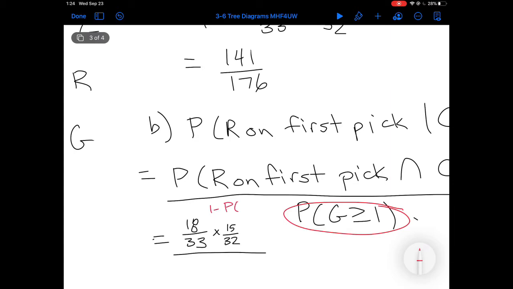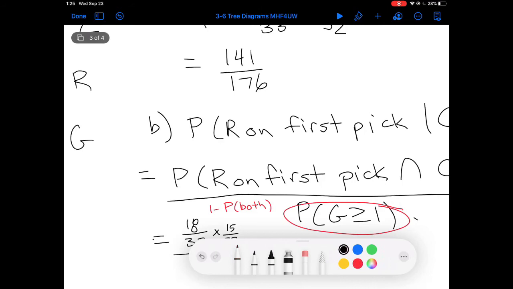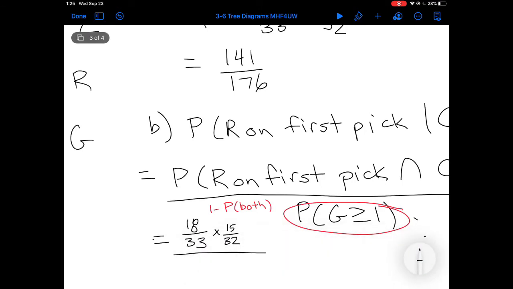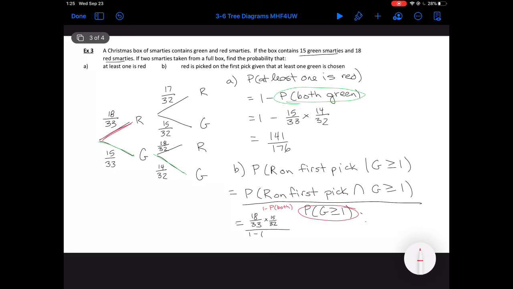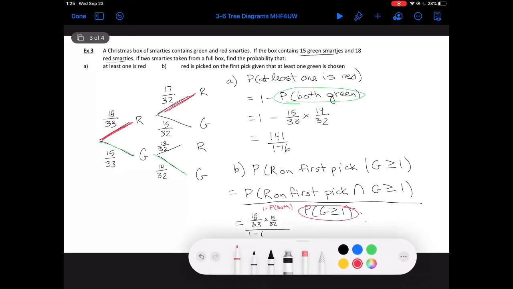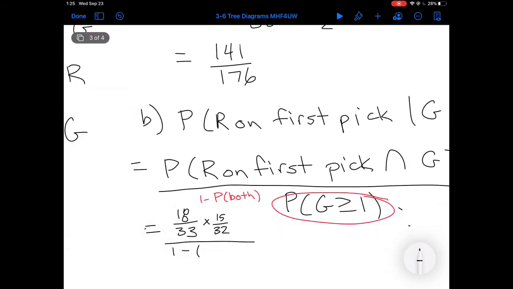is we're going to write this as 1 minus the probability that they're both red. That's a little bit easier to calculate algebraically than adding all those probabilities together, but you could do it. There aren't that many options. So your denominator is going to be 1, take away the probability that they're both red, which would be, if I go back to my tree diagram here, my red pathway is up here. So 18 over 33 times 17 over 32. So I'll put that into my equation.